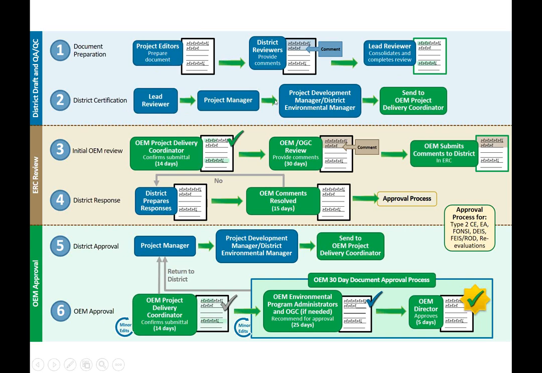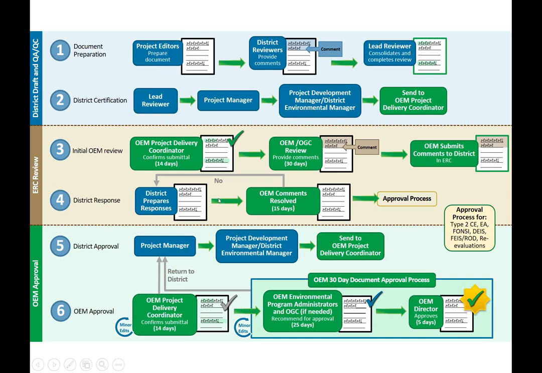For higher level documents, which folks on this training may or may not be a part of, things like a Type 2, an EA, an EIS, or a reevaluation of one of those, there's a longer process. Once it leaves the district, it also goes through an external review process that involves staff from the Office of Environmental Management, where they have an opportunity to review the materials and submit comments back to the district.